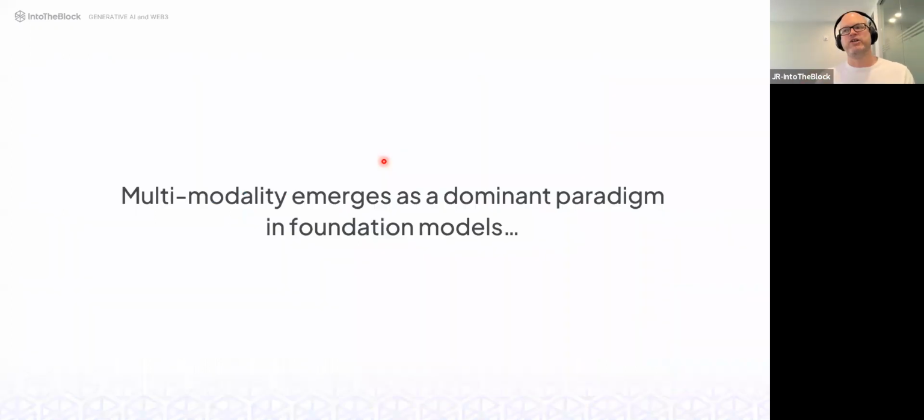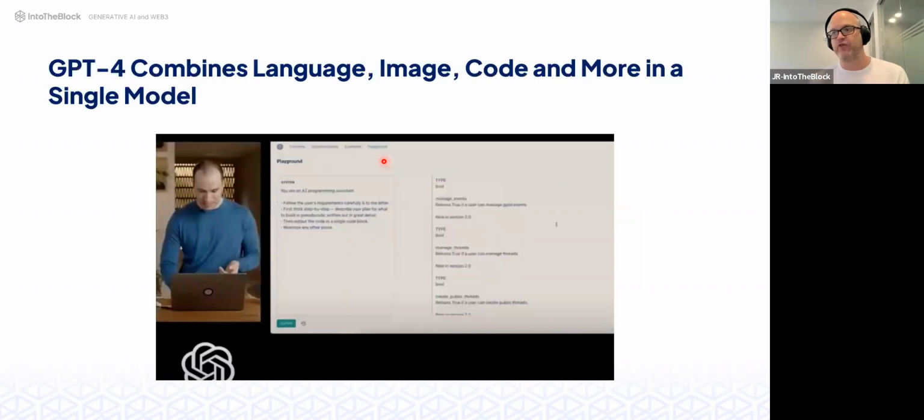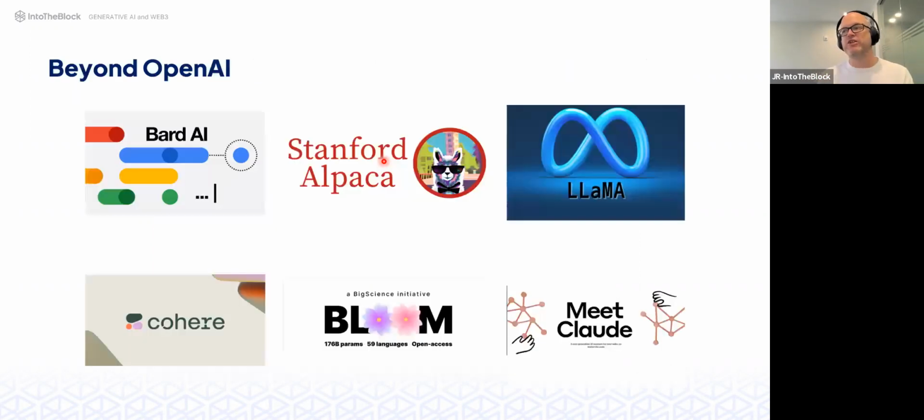And finally, we have text, computer vision, image. All this is merging into an area called multimodal models. GPT-4 is a multimodal model. It can do images, it can do code, it can do language, and within language it can do many things, but it's not the only one.